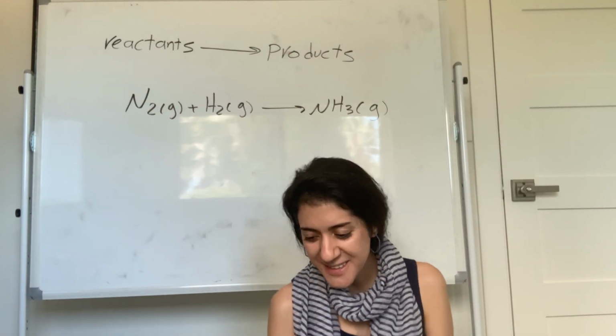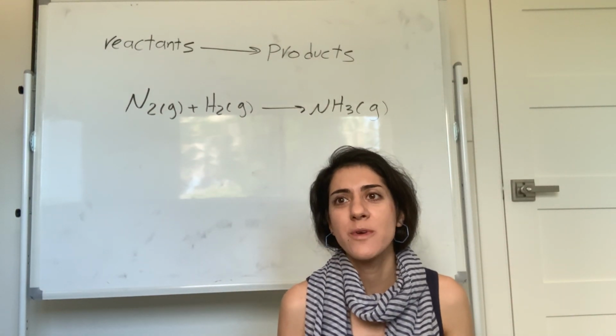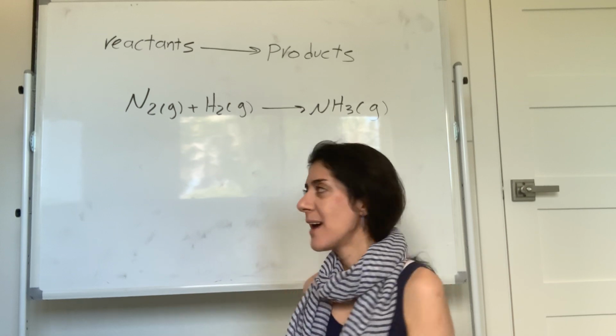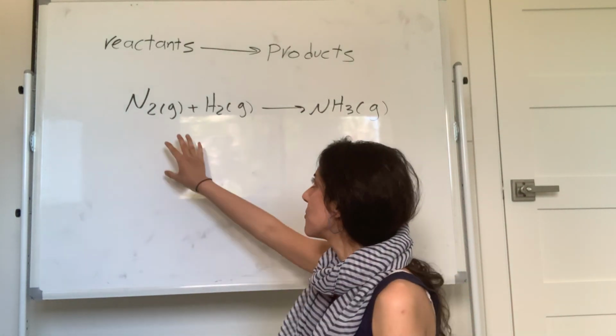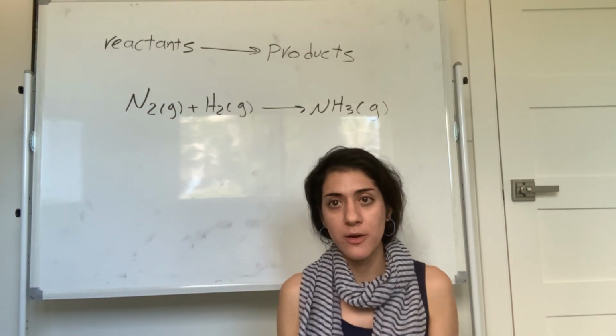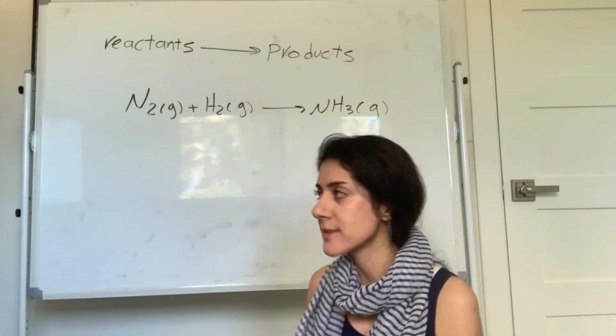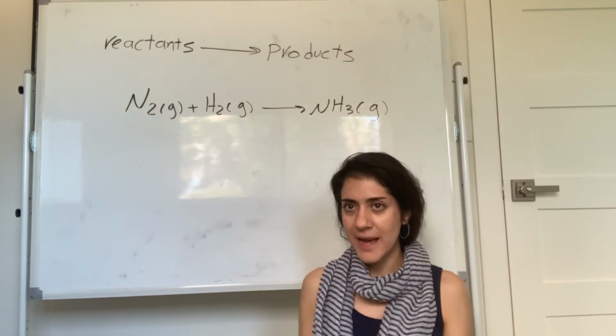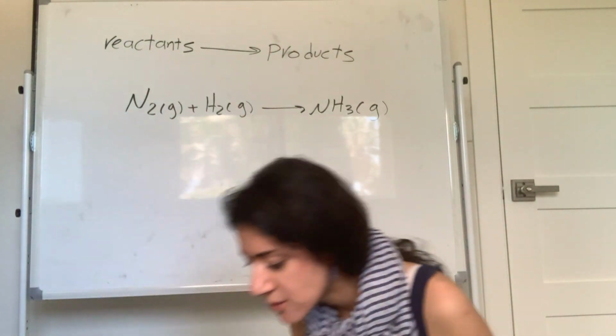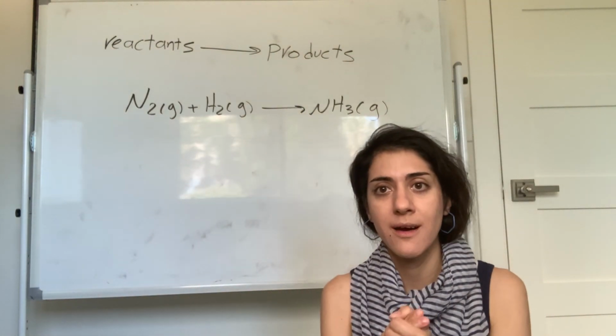All right, class. So we're going to start a new chapter. Now we've talked about reactions, and we said when we have a reaction, we have reactants going to products, right? You have reactants, they're going to add up together, and then they're going to form products. And this is an example of a reaction: N2 gas plus H2 gas going to ammonia gas.